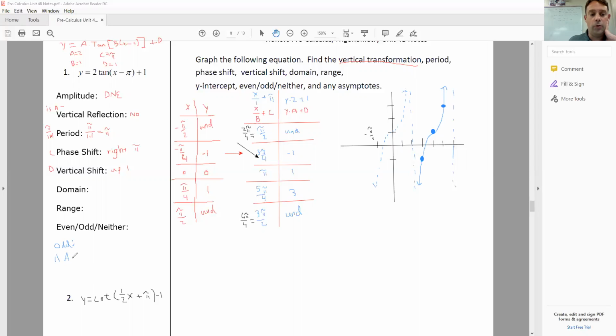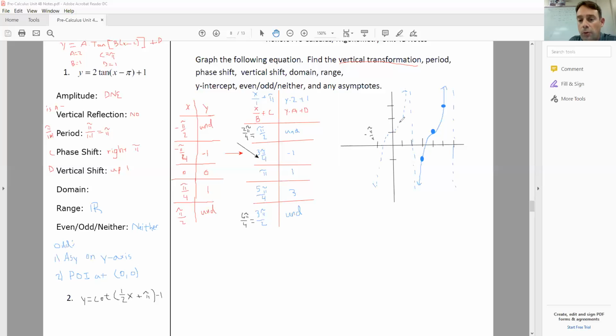Is my asymptote on the y-axis? Or I'm looking for, is that point of inflection at 0, 0? Is the inflection point at the origin? So the inflection point is on the y-axis, so it's close, but it's not quite at 0, 0. So this is going to be neither. It got close. And the range, well, that's going to be all real numbers.